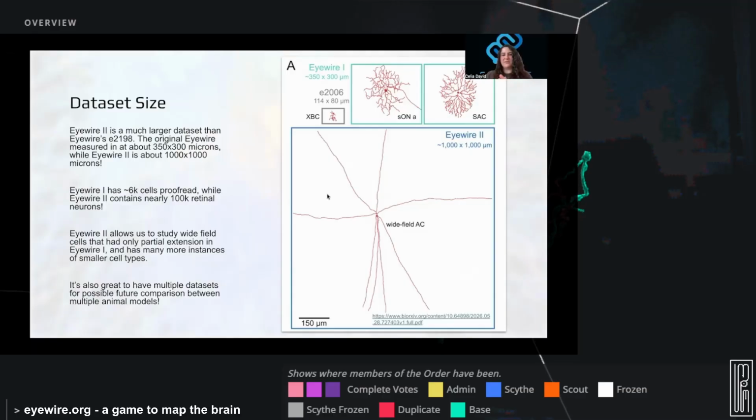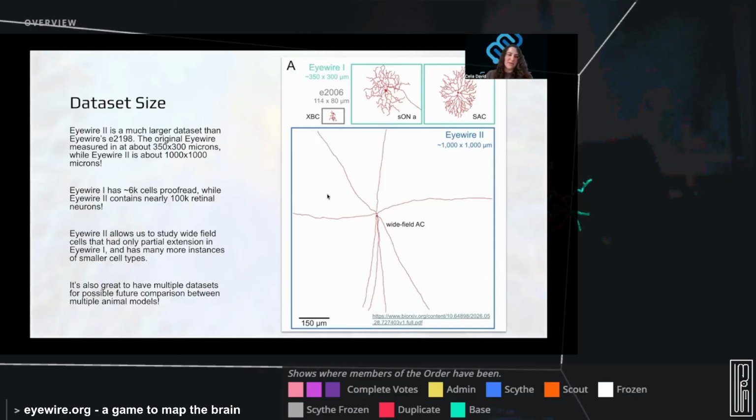And then I also think the value of having EyeWire 1 and now EyeWire 2 is that it allows for future comparisons between multiple animal models. So that's great as well.